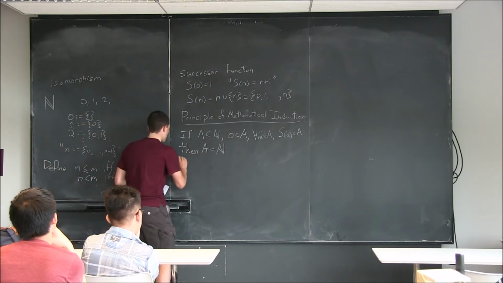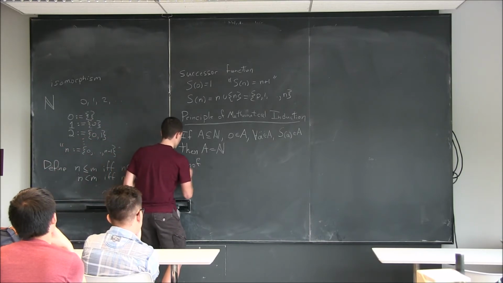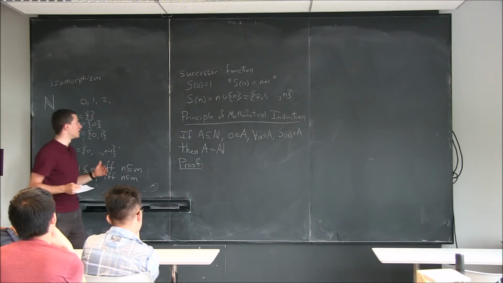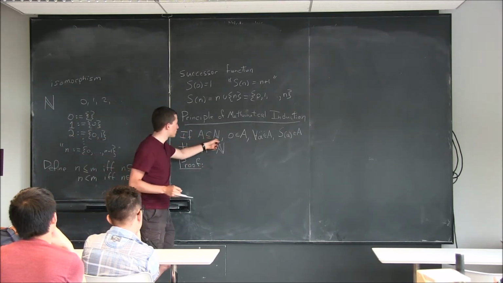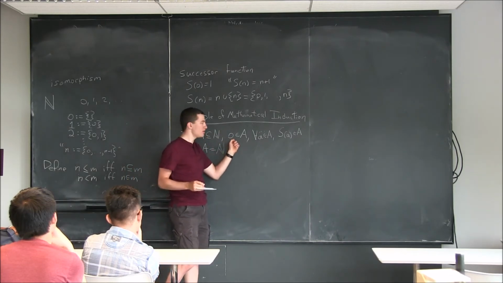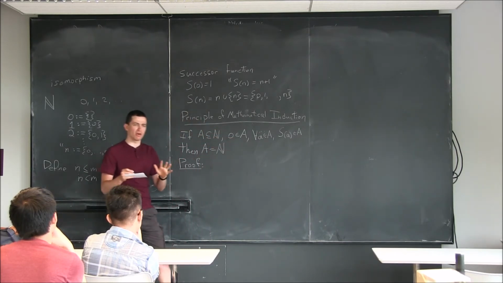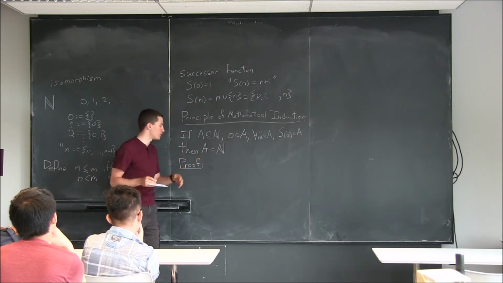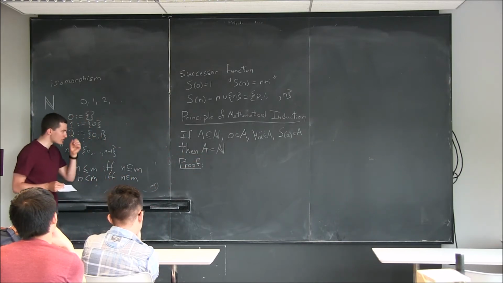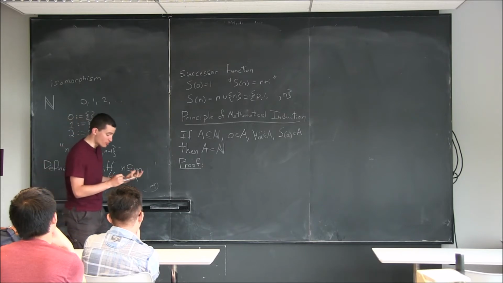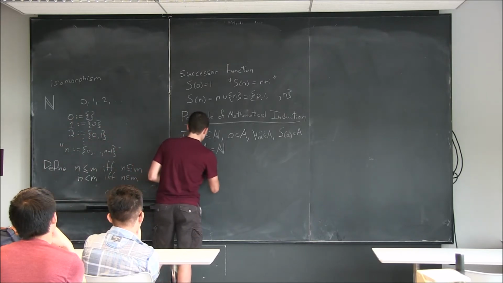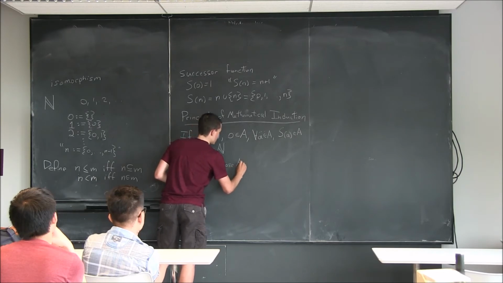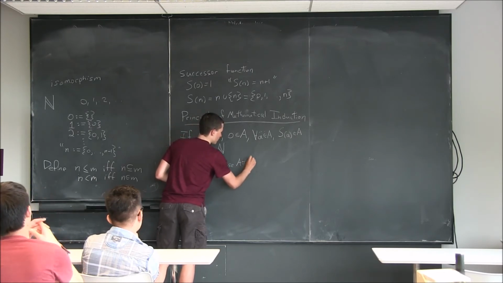Okay, so how are we going to prove this? To state it again, if A is a set inside the natural numbers, and 0 is in A, and for every number in A, the successor of that number is in A, then A must be the whole natural numbers. Okay, so how are we going to prove this? We're going to prove this by contradiction, right? So we're going to suppose that's not true. Suppose A is not equal to N.